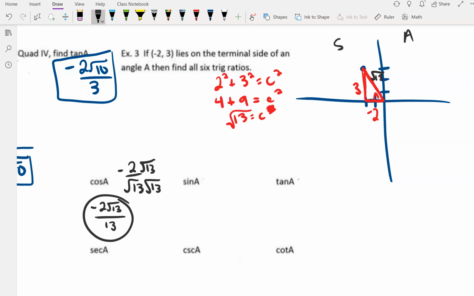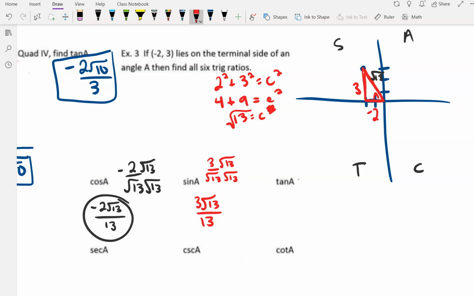A smart trig class, it should make sense that cosine is negative in that quadrant. All right, sine should be positive in this quadrant. Sine is opposite over hypotenuse. So opposite is 3, hypotenuse is root 13. Again, I need to rationalize. So I end up with 3 root 13 over 13 for sine of A.